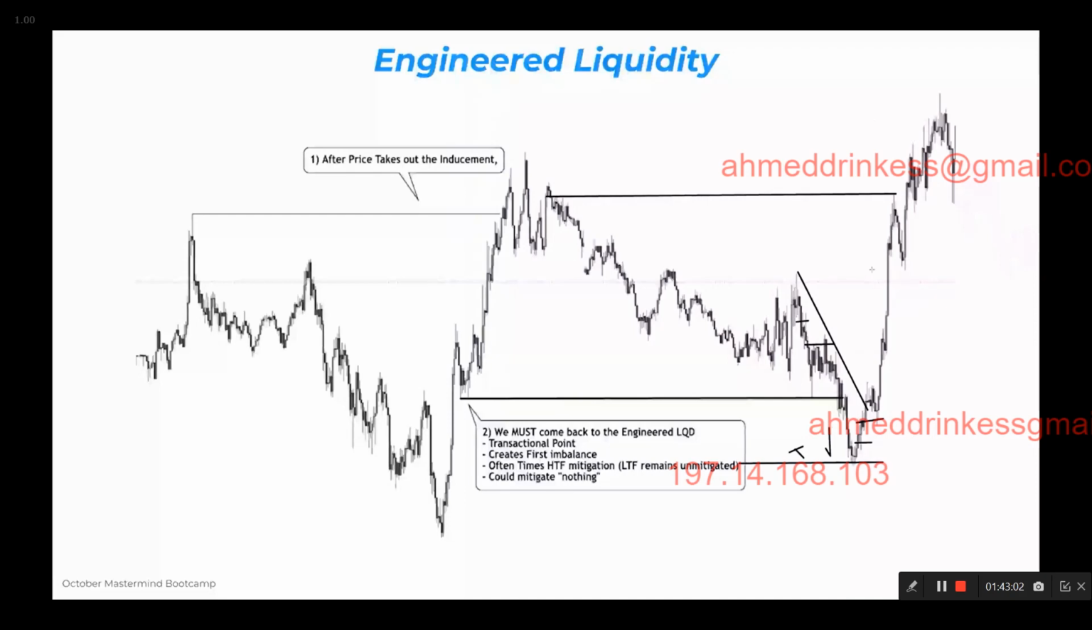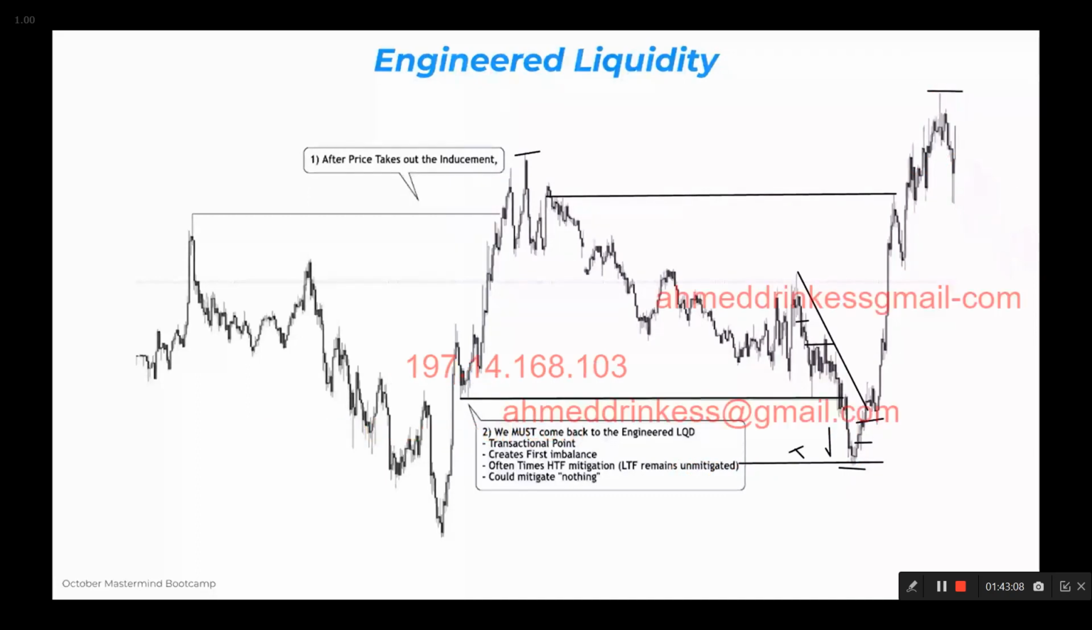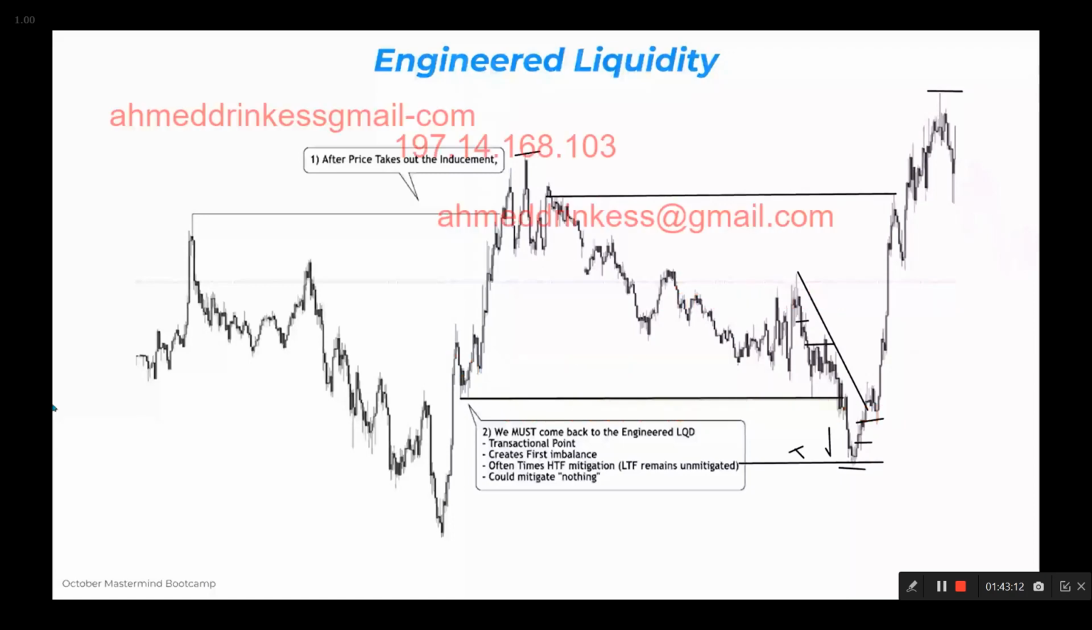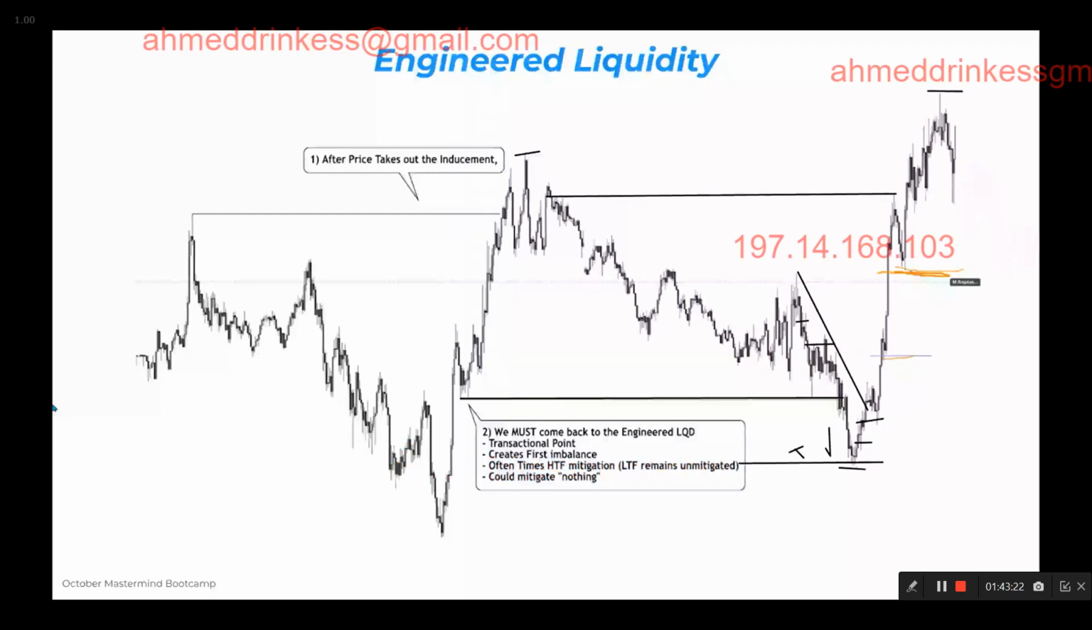So now if I had to ask here within now our new high and our new low and our new high, where's the engineered liquidity within this range? Some struggle. I see both ways, right?